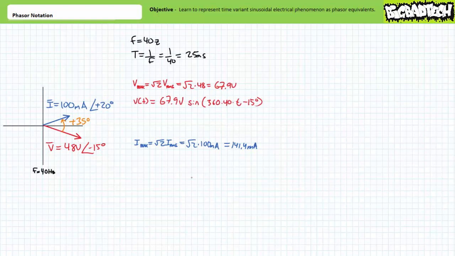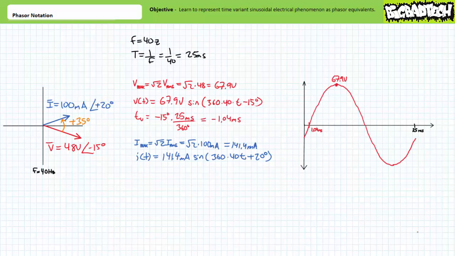Voltage expressed in the time domain is therefore V(t) = 67.9 volts × sin(360 × 40 × t − 15 degrees). Similarly, the current expressed in the time domain is I(t) = 141.4 milliamperes × sin(360 × 40 × t + 20 degrees).